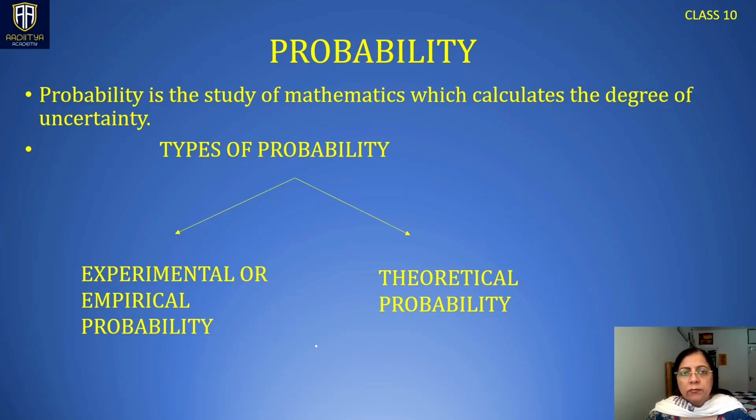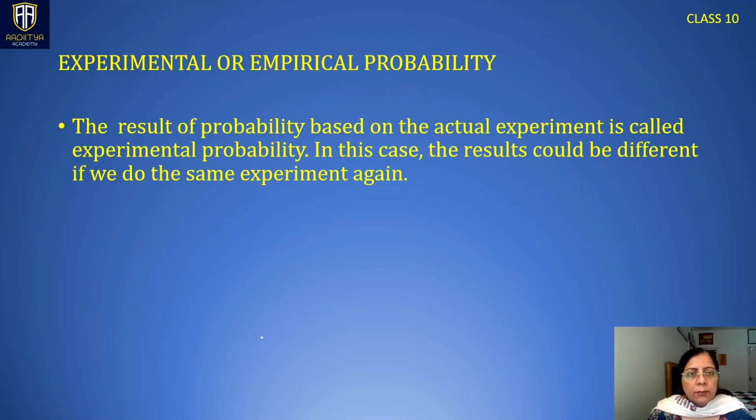But for that, we should first of all learn how many types of probabilities we have. So there are two types of probabilities, experimental or empirical probability, right? And the other one is theoretical probability. What is the difference between them? Experimental or empirical probability is, in this kind of probability, the result of probability based on the actual experiment is called experimental probability.